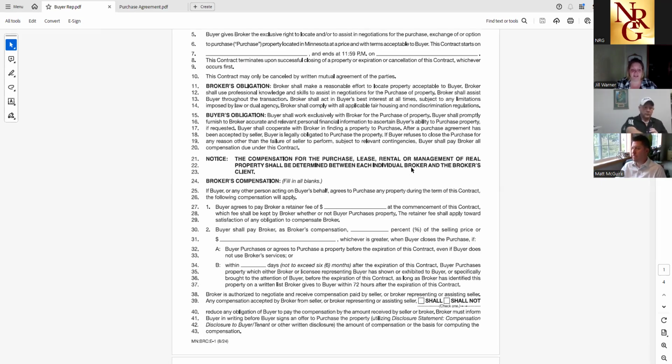And then we walk down here to line 27. And basically what I'm putting in here is buyer agrees to pay broker a retainer fee. I'm not doing a retainer at this point, so I just leave that blank. But the next one says buyer shall pay broker or broker's compensation blank percentage or selling price. You put in the dollar amount.